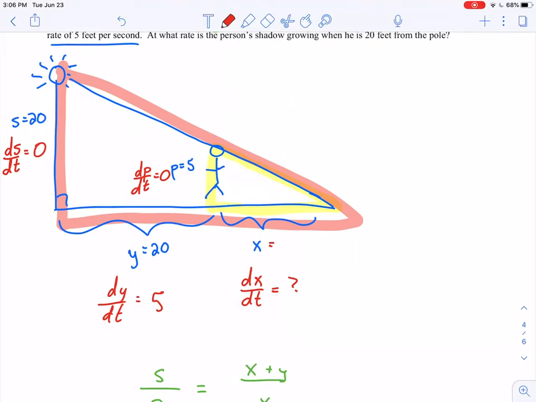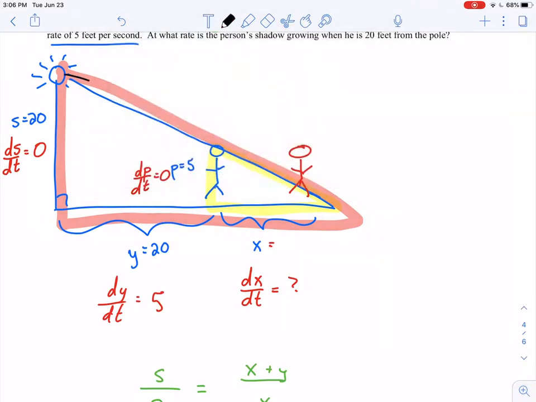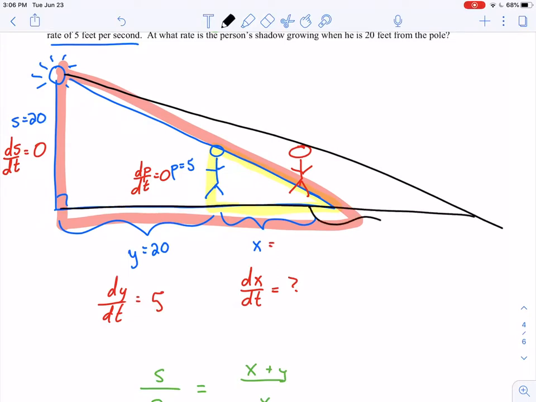So if this person is now, let's say, over here, is that person's shadow going to be longer, or is that person's shadow going to be shorter? This might require a little bit of measuring on your part, but this is the person's shadow. That looks a whole lot longer to me than this side x is. So yes, the person's shadow is getting longer.